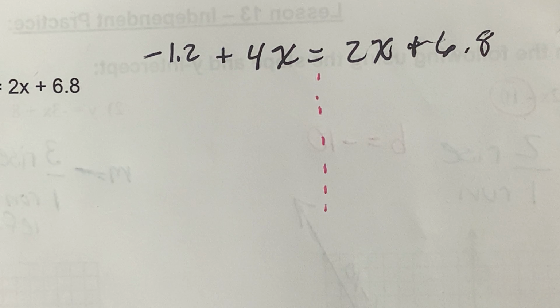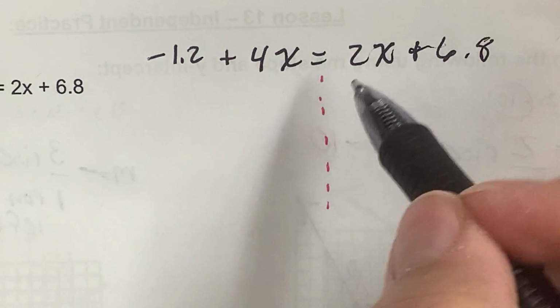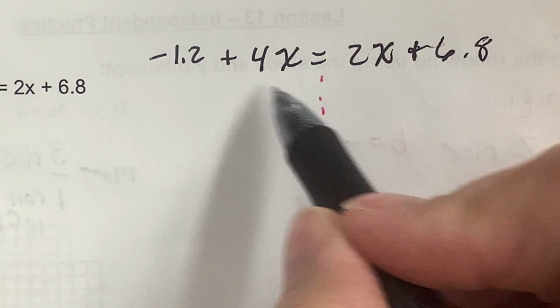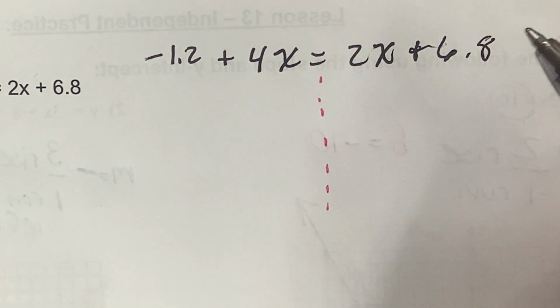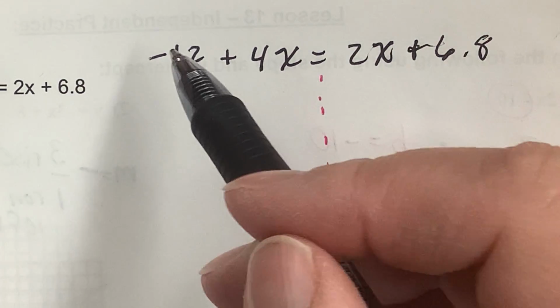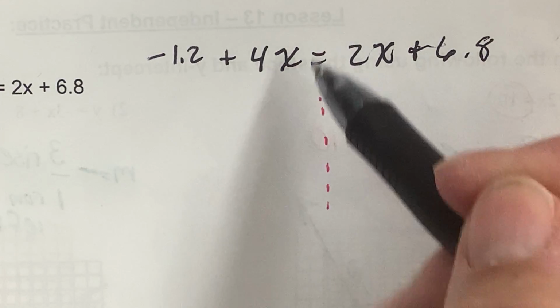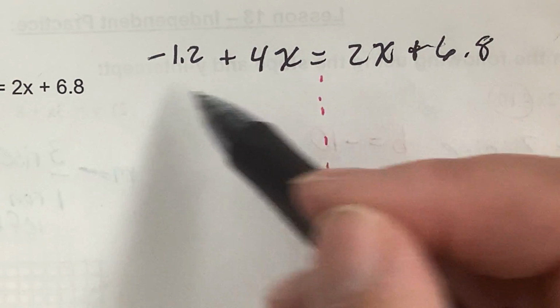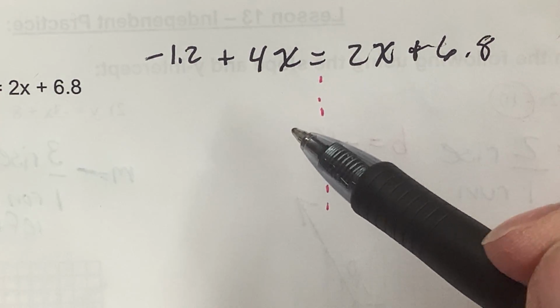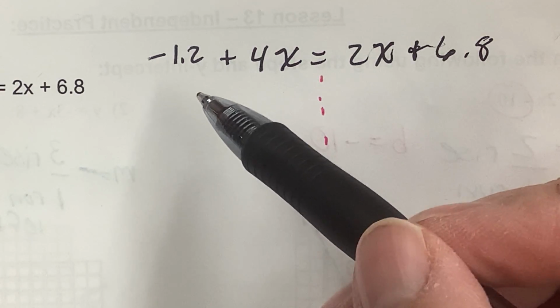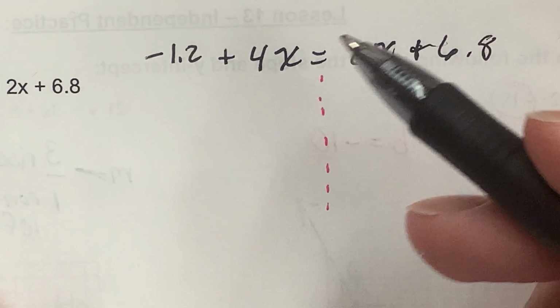And when you're combining like terms, remember they have to be like terms. Like I can combine 2x and 4x because they both have the variable x. But I can't combine negative 1 2/10 and 4x because they don't have the same variable. This one doesn't have a variable at all. So be careful.